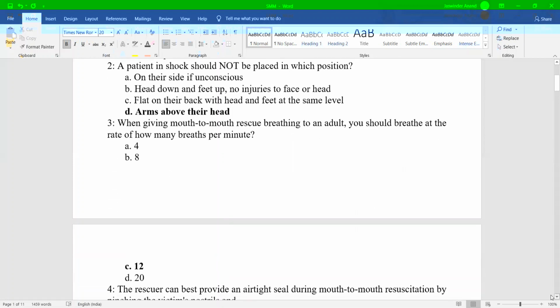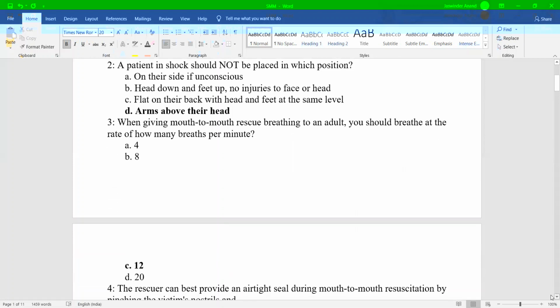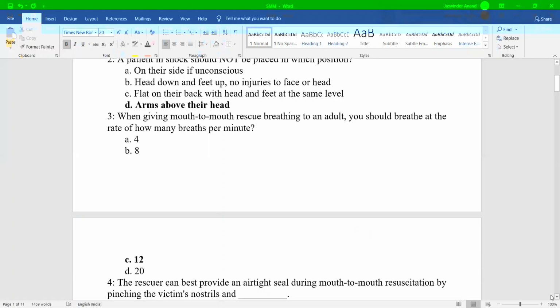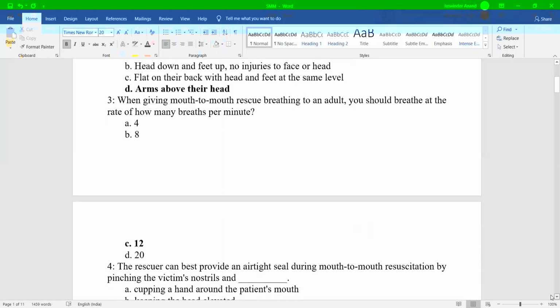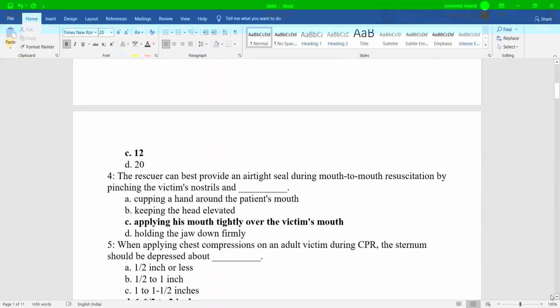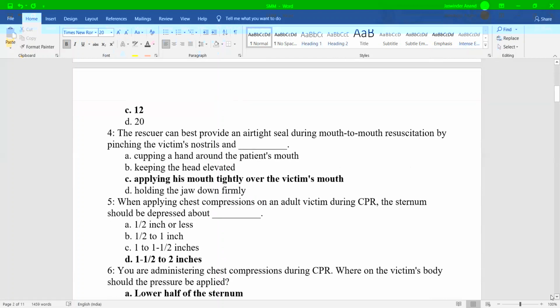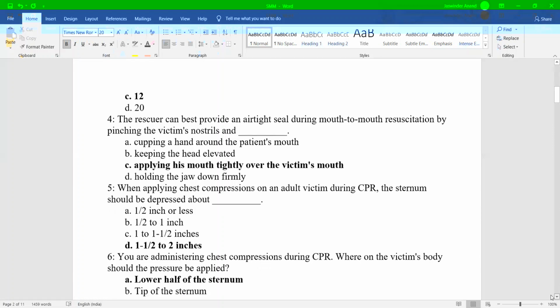Question number 3. When giving mouth-to-mouth rescue breathing to an adult, you should breathe at a rate of how many breaths per minute? Well, it is 12 breaths per minute. Question number 4. The rescuer can best provide an airtight seal during mouth-to-mouth resuscitation by pinching the victim's nostrils and, out of the options, the answer is C, applying his mouth tightly over the victim's mouth.